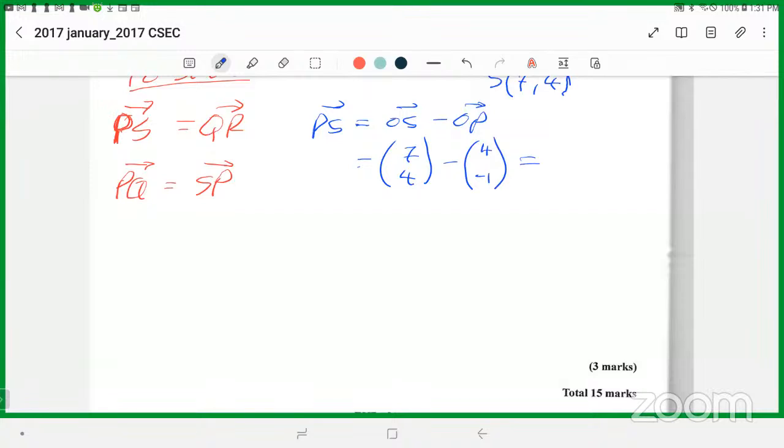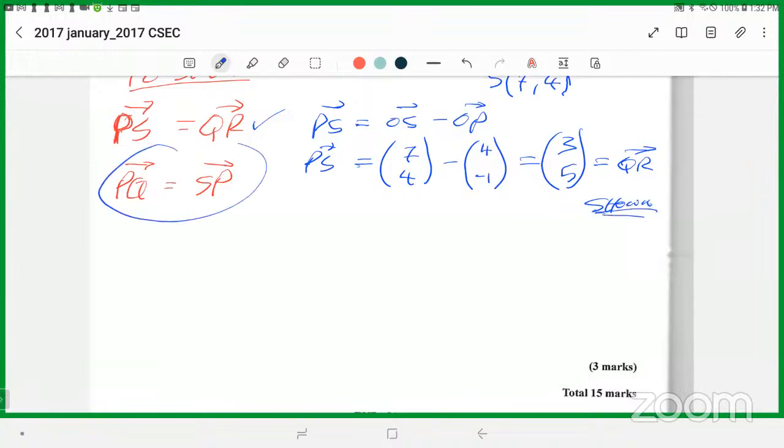This works out to be 7 minus 4 is 3. 4 minus minus 1 gives you a plus 1. 4 plus 1 is 5. And this was already QR. So I can write this as QR. So therefore, shown. This part is shown.